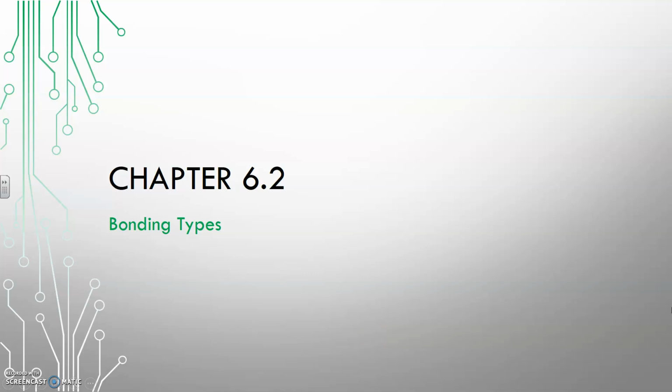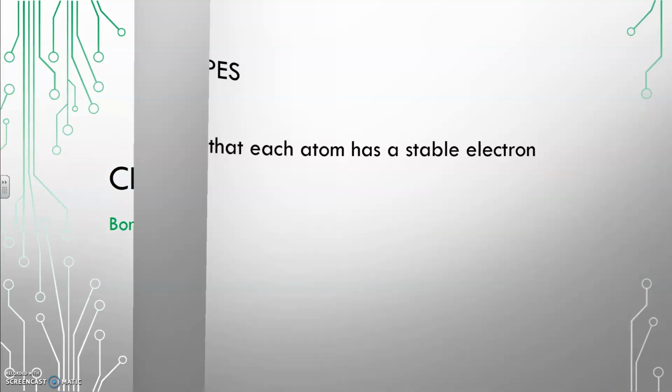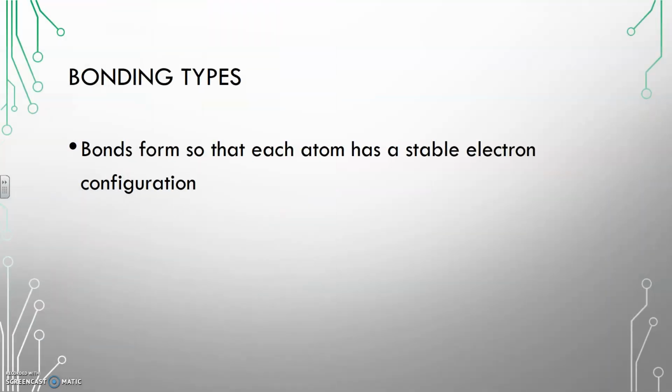So in this section, we're going to talk about the different types of bonds that you'll see. There are three major types of bonds. We have ionic, covalent, and metallic bonds. Bonds will form so that each atom has a stable electron configuration. Basically, it has the correct number of electrons to be happy.